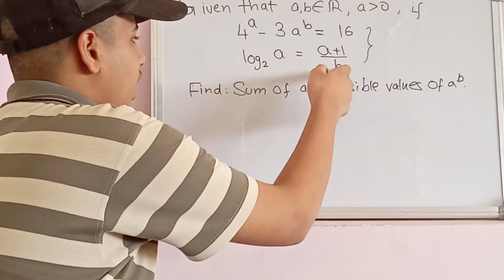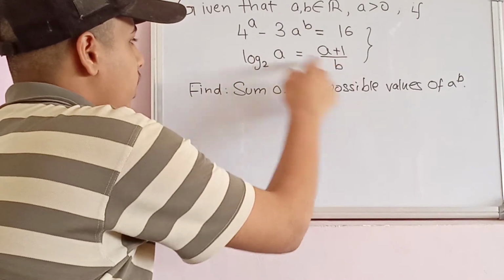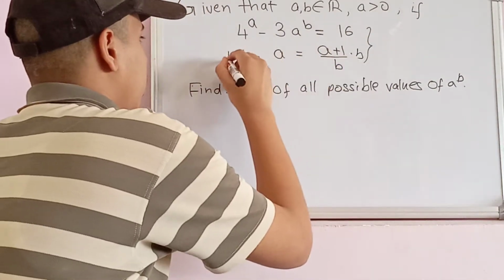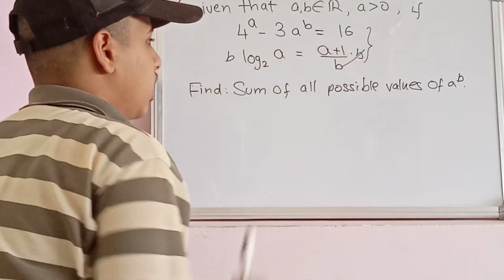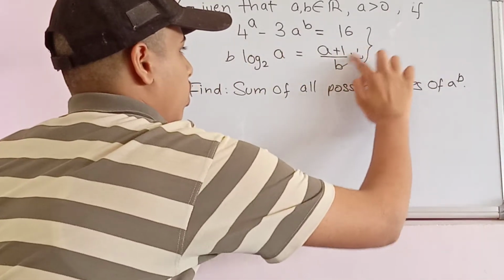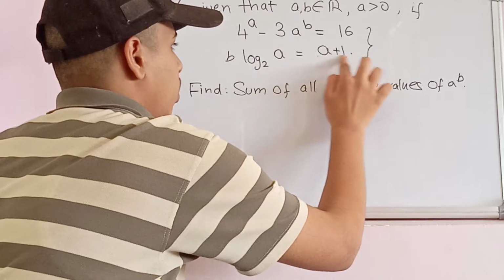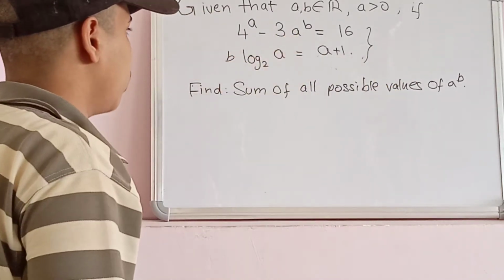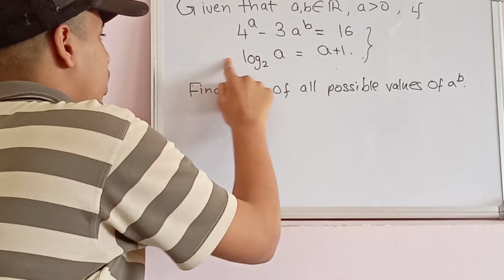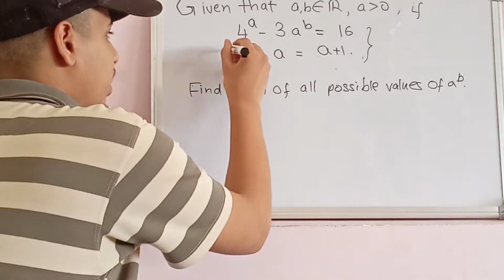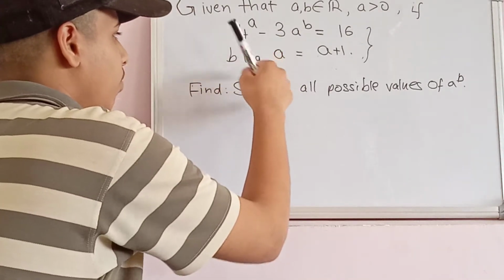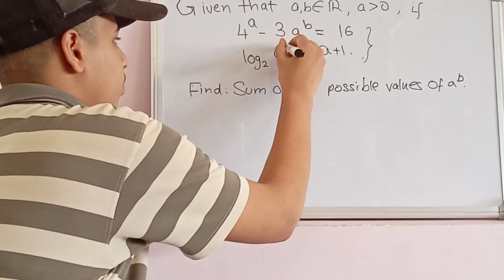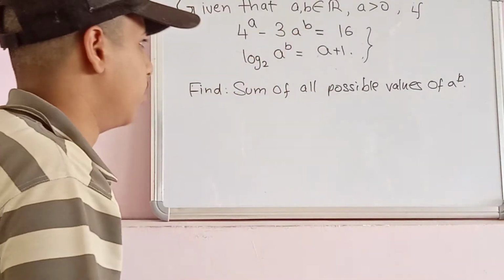So the first thing that I want to do is move this b right here, so multiply b on both sides. These two b's cancel out, and we are left with b times log base 2 of a. Whenever we have something multiplied in front of a logarithm, we can take it inside and it will become the power, by the laws of logarithms.